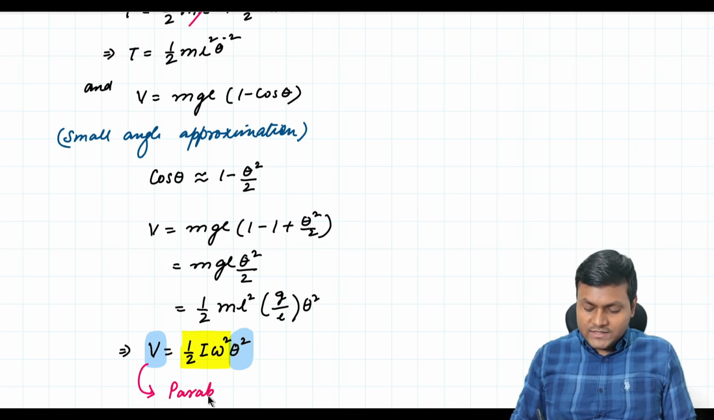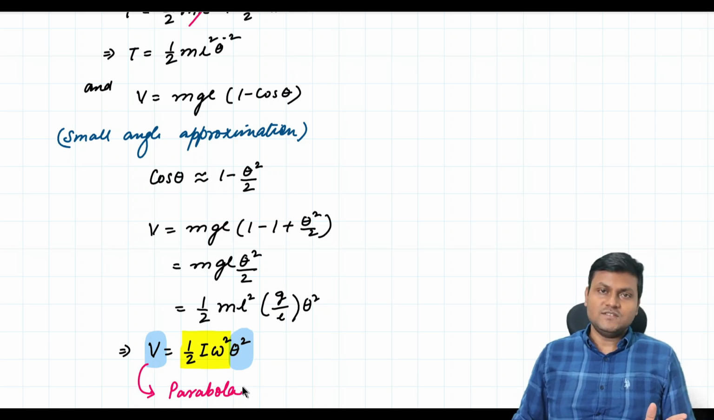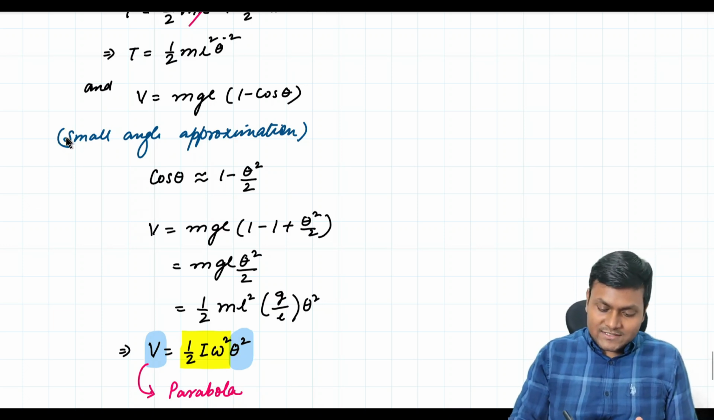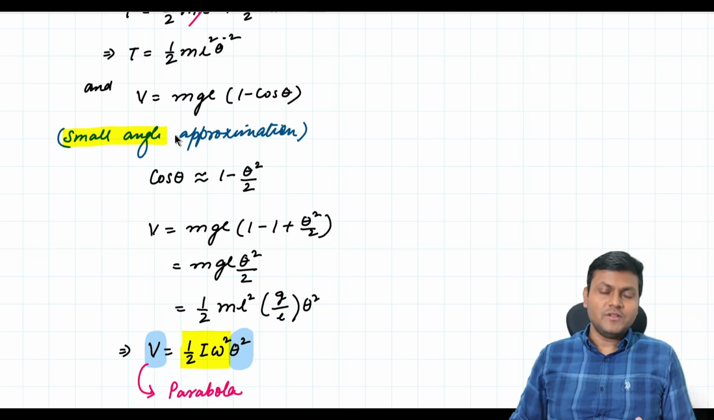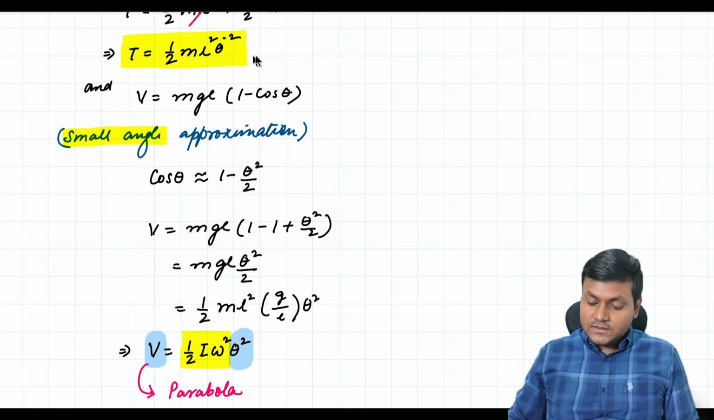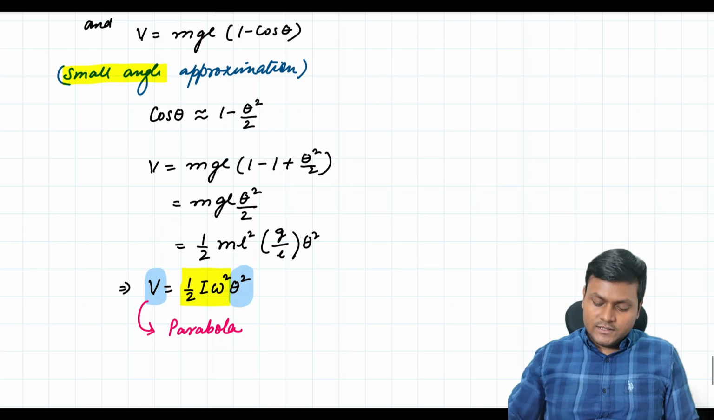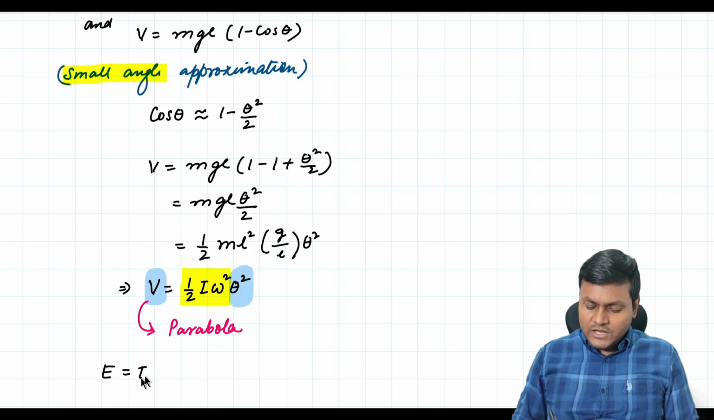Okay, now what does the parabola signify? The parabola simply signifies that it's a harmonic oscillator. For small angles, as I have already mentioned before, the simple pendulum behaves like a harmonic oscillator. Therefore, the potential energy looks like a parabola, right? And the kinetic energy is simply given by this particular expression, which is half mv square. The sum of the kinetic and the potential energy is simply the total energy, which is E equal to T plus V.